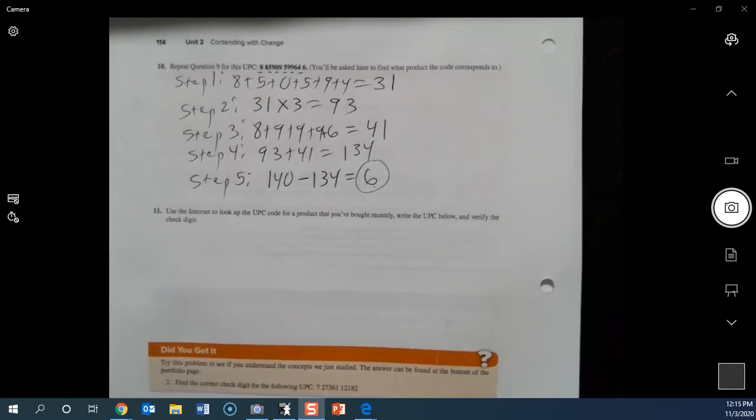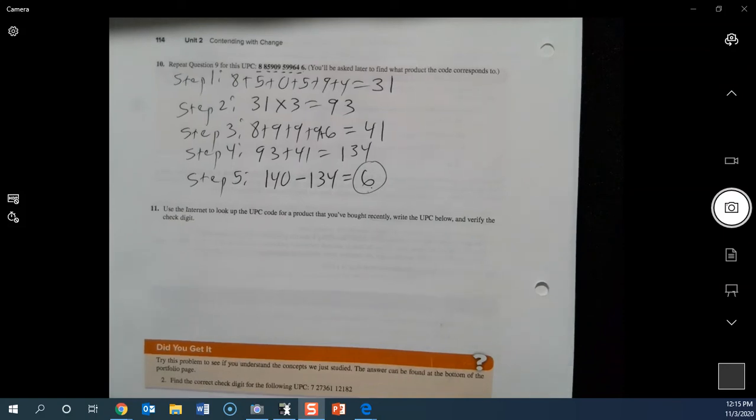Now we go down here to number 11. It says use the internet to look up the UPC code for a product that you've bought recently. Write the UPC code below and verify the check digit. Now that's something that you could do at your leisure. So just to let you know, just look it up at your leisure and you can do that.